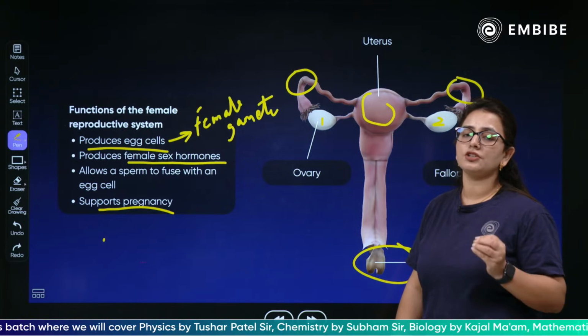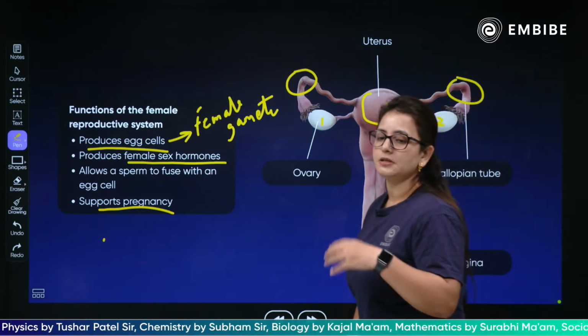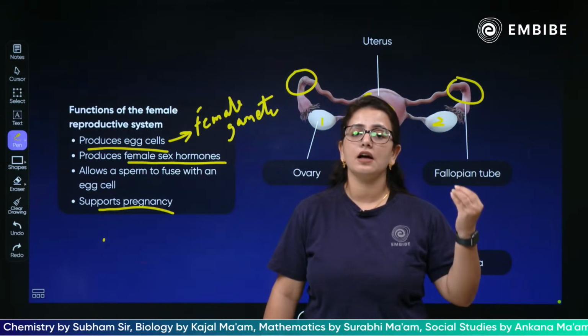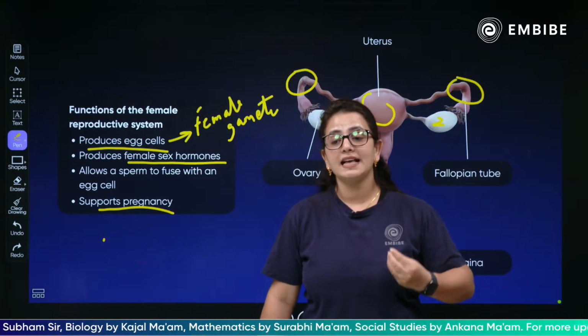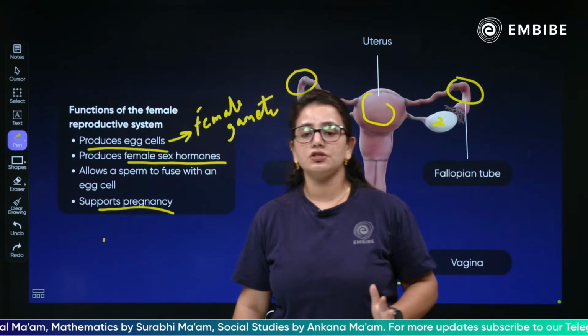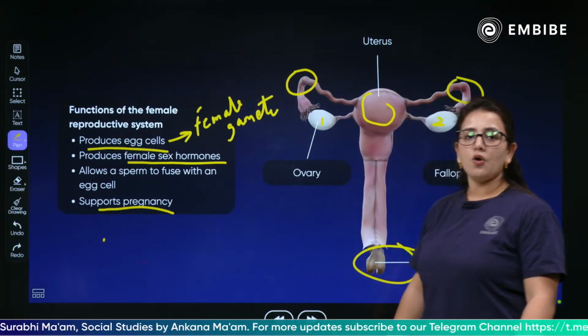So these are the functions of the female reproductive system. Yes, producing eggs, supporting pregnancies, producing female sex hormones, and of course allowing the sperm to fuse with the egg cell, the fertilization, the internal fertilization. These are all the functions of the female reproductive system. Clear? I hope this is clear.